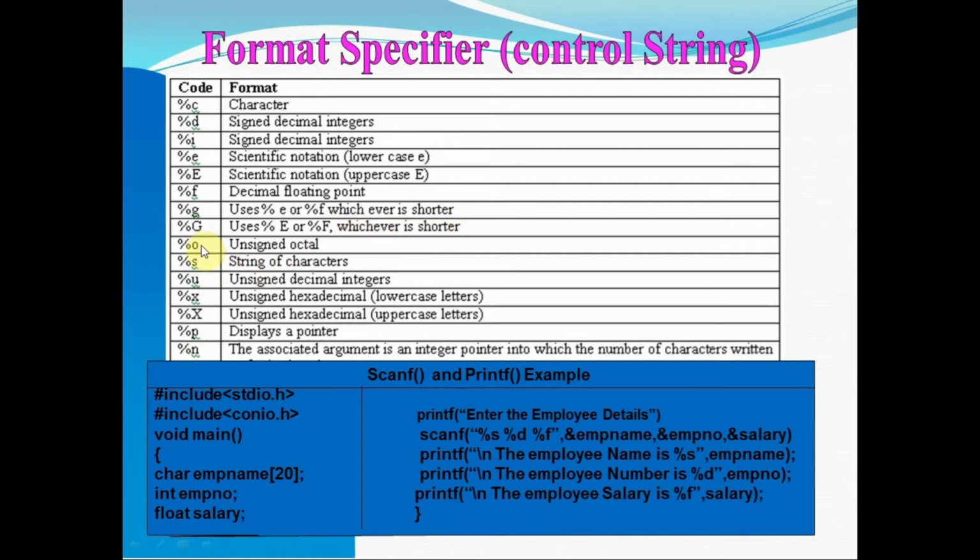Then %o unsigned octal value. %s is a string of characters, that is a set of characters. %u unsigned decimal integers. Then %x unsigned hexadecimal. %X unsigned hexadecimal in uppercase letters. Then %p displays a pointer. Then %n, the associated argument is an integer pointer which takes the number of characters.